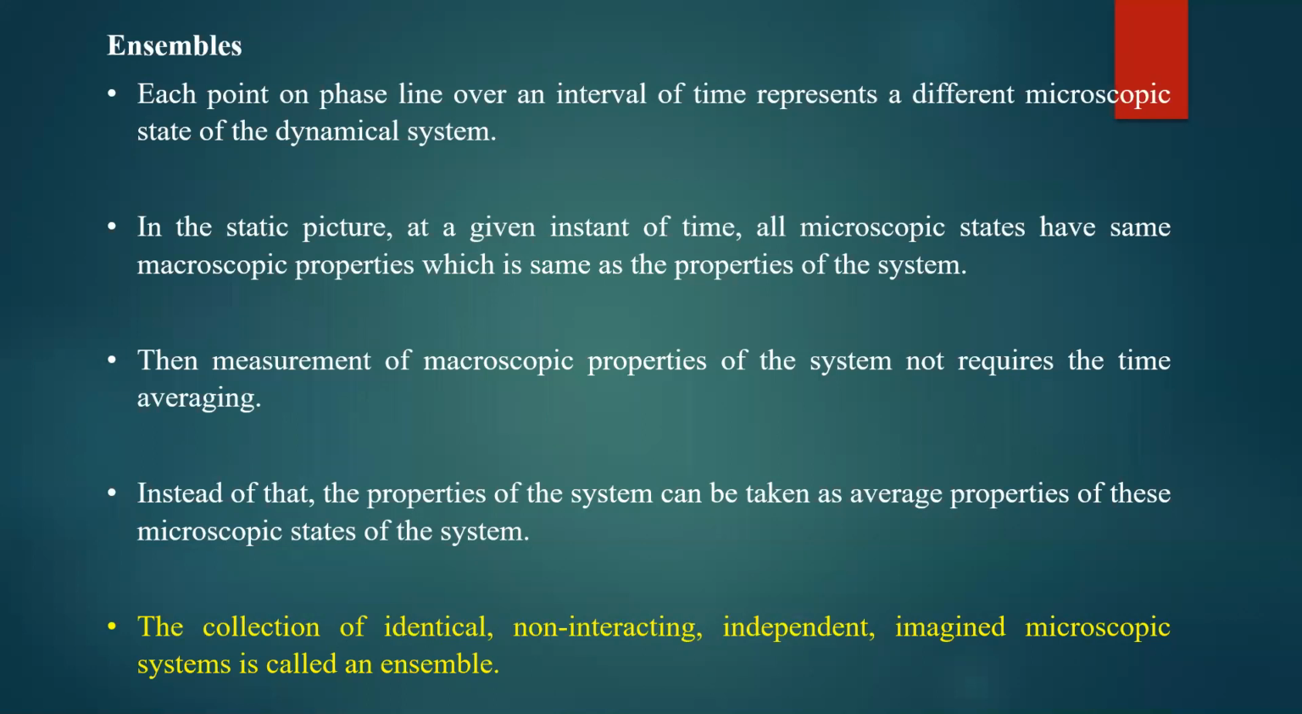But in the dynamical picture, what will happen? The molecules will change their properties. The temperature, kinetic energy, and pressure experienced will differ. Because of that, you have to study the temperature and kinetic energy of each and every molecule, then take the average of those properties to find the property of the entire system. In the static picture, the measurement of macroscopic properties does not require time averaging. But in the dynamical picture, each molecule cannot have the same property, since they have different momentum and different velocity. Because of that, you have to take the time average of those properties in order to find the property of the entire system.